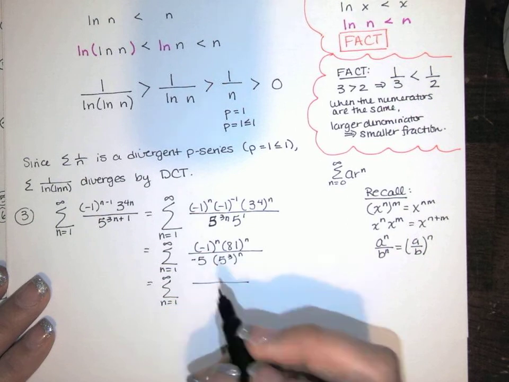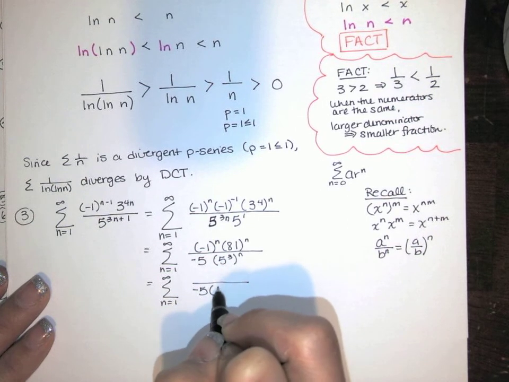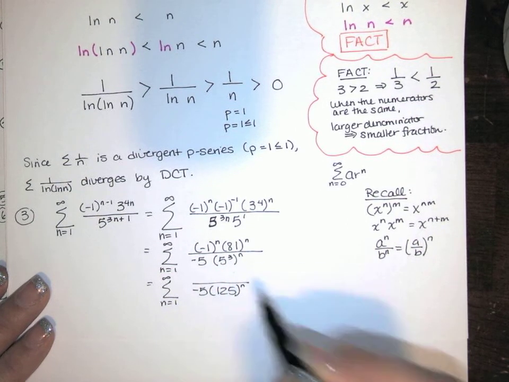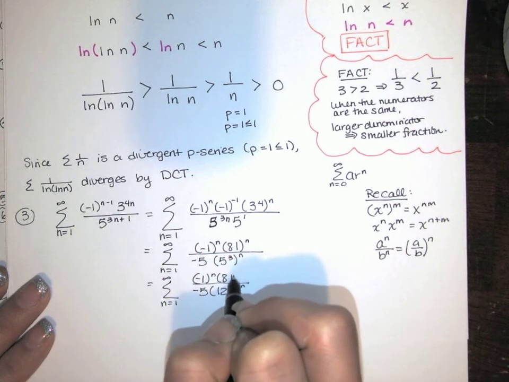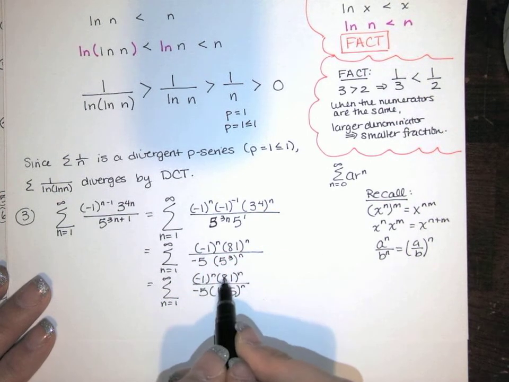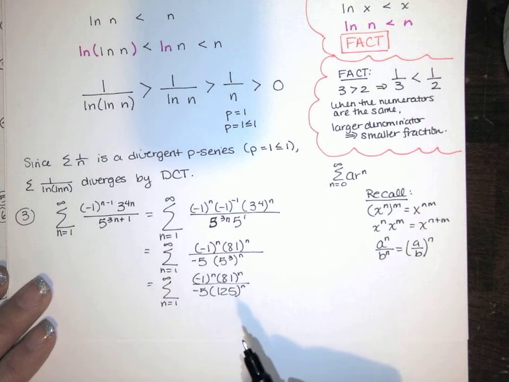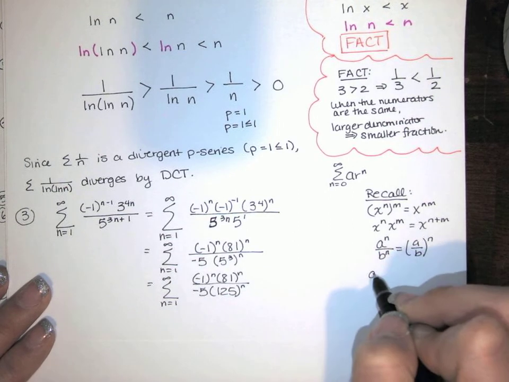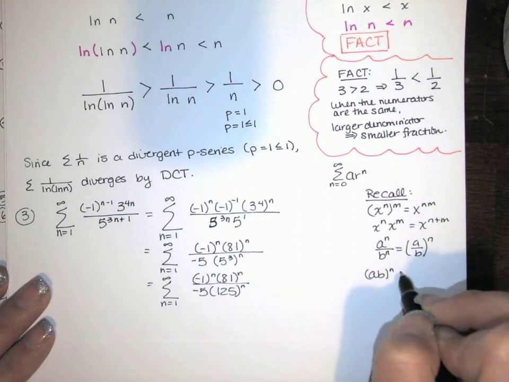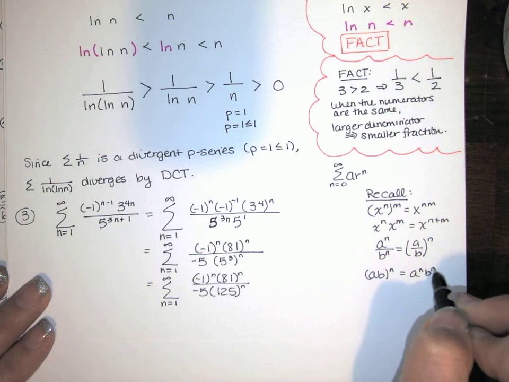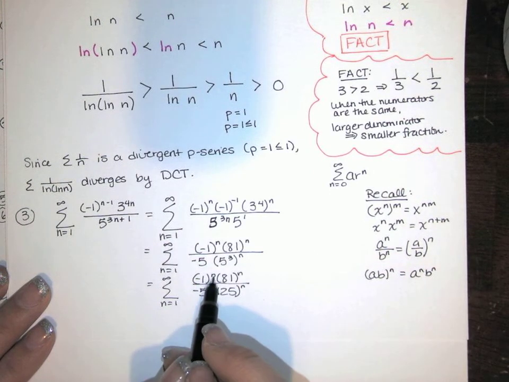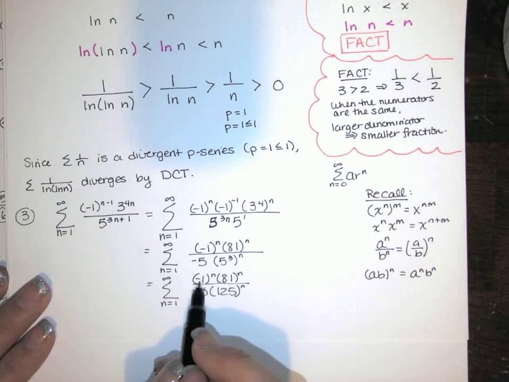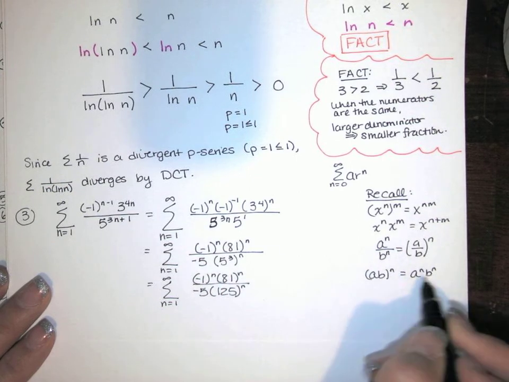And of course, 5 cubed to the n is 125 to the nth. Now I've got that to the nth, that to the nth, and that to the nth. With this property and another property, I can rewrite these guys. If you have something to the n times something else to the n, we can multiply those somethings. That's what that rule says.